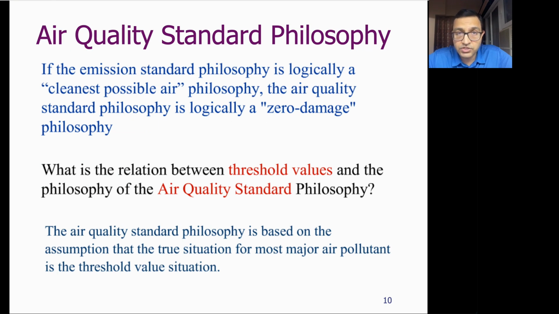It's an idealized version. Usually, you can. It's not easy to say that there's no damage below a certain threshold. But suppose there is, and we keep all the concentrations below that level, then there is zero damage, and therefore this is called the zero damage philosophy. And in that, when you're having zero damage, you could still probably emit a little bit more than the cleanest possible air mandates, but you're still having zero damage.